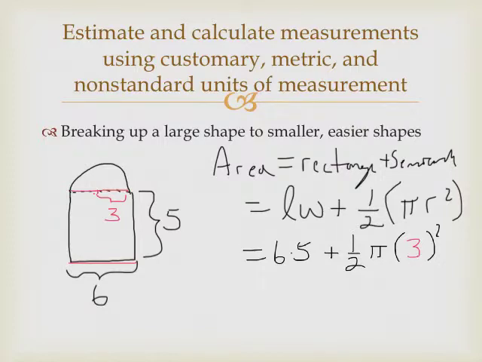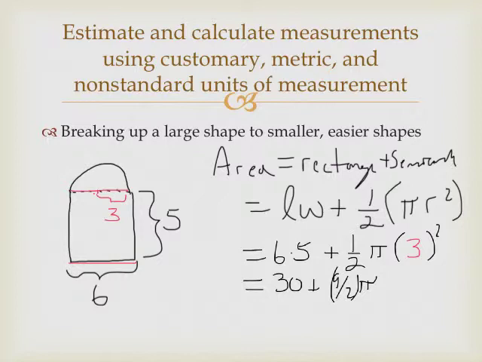Okay? And now we just need to simplify this. This is going to be 5 times 6 is 30, plus 1/2 times 3 squared, which is 9. 9 times 1/2 is 9 halves. So plus 9 halves pi. And without a calculator, that's really the best you're going to do. Pi is a little bit above 3.